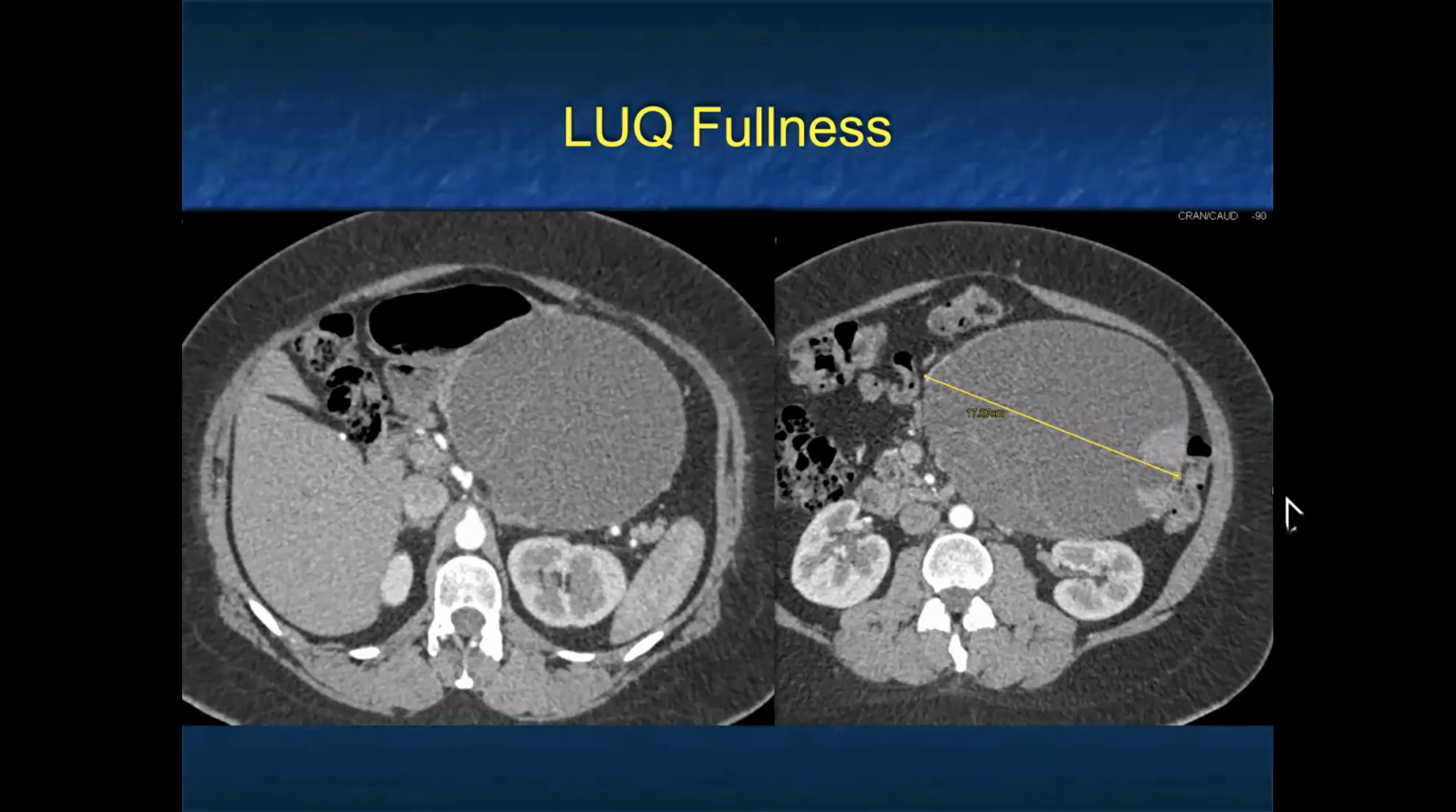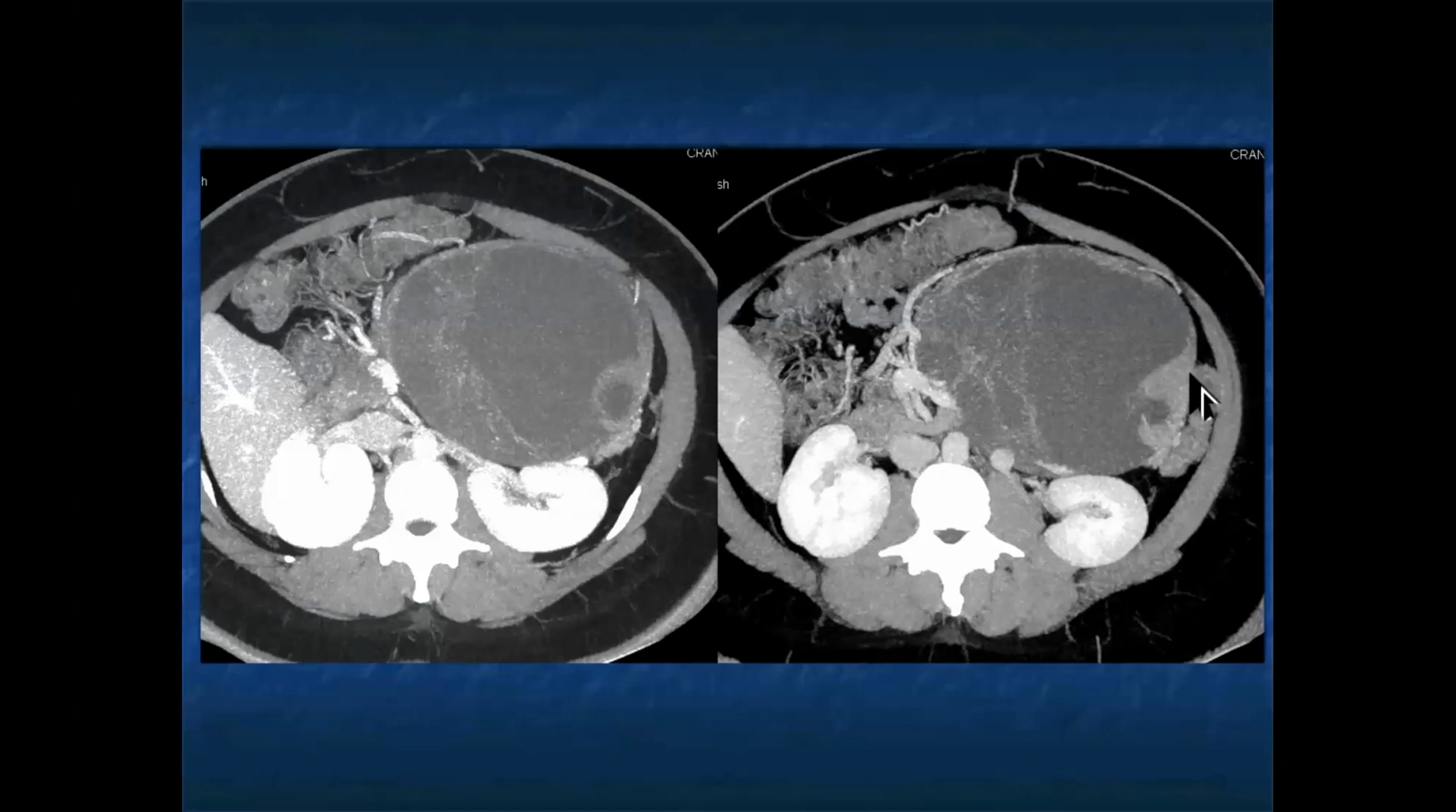Here's another example, large cystic lesion. At about 3 o'clock, you see the nodularity. There's some septations here. Once you see nodularity like this, it means it's high-grade dysplasia. This was resected.